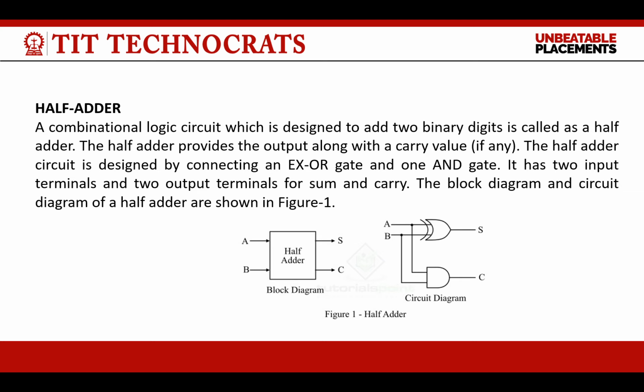If we see the block diagram of the half adder circuit, we find that we have two inputs A and B and their corresponding two outputs S and C, where S is used to store the sum and C is used to store the carry. Whereas in the circuit diagram, two gates are available. One is the exclusive OR gate and the other is the AND gate. With the help of the exclusive OR gate, we get the sum, and with the help of the AND gate, we have the carry.